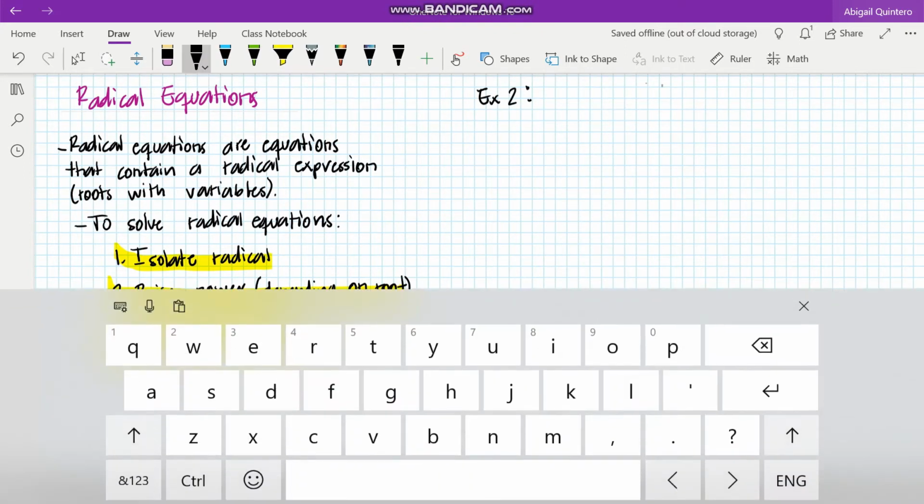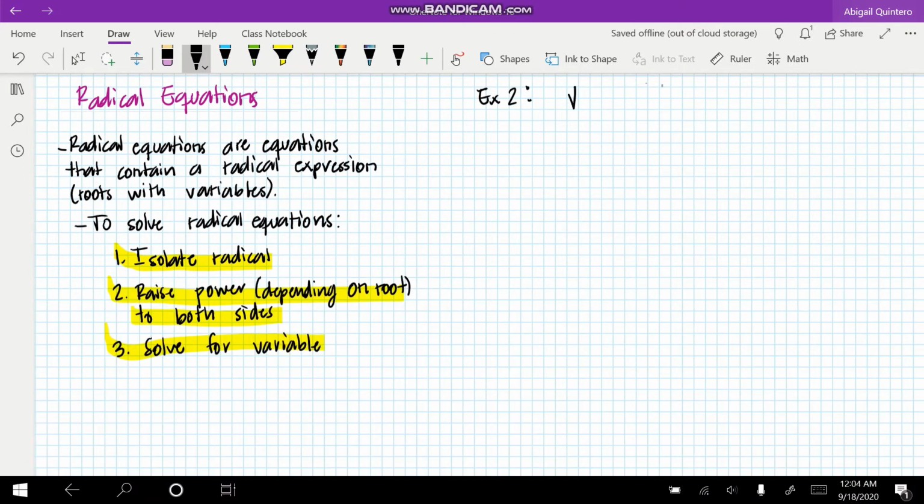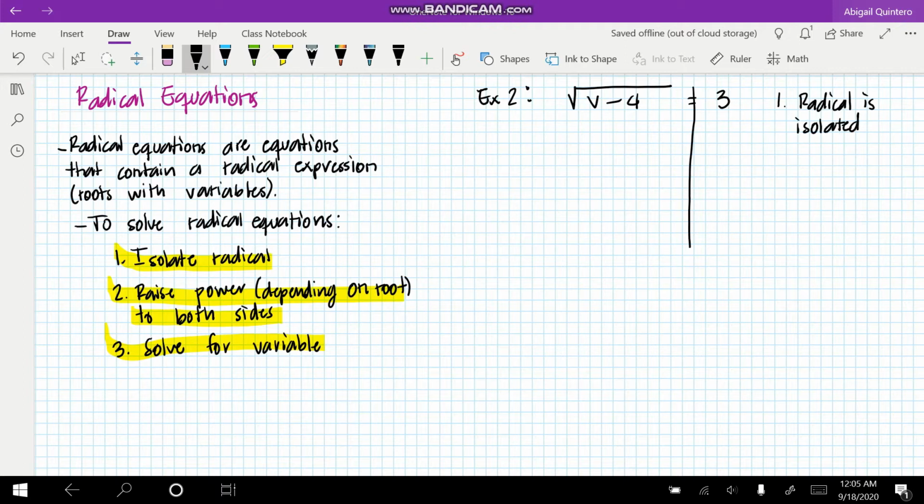Another example, this is really similar to example 1, and this one is the square root of b minus 4 equals 30. So if you notice on this one, step 1 has already been done for us, so the radical is isolated. So we're going to jump to the second step, which is raising to the power depending on the root. So here, because the root is a 2, then we're going to raise it to the second power. If we do it on one side, we do it on the other side.